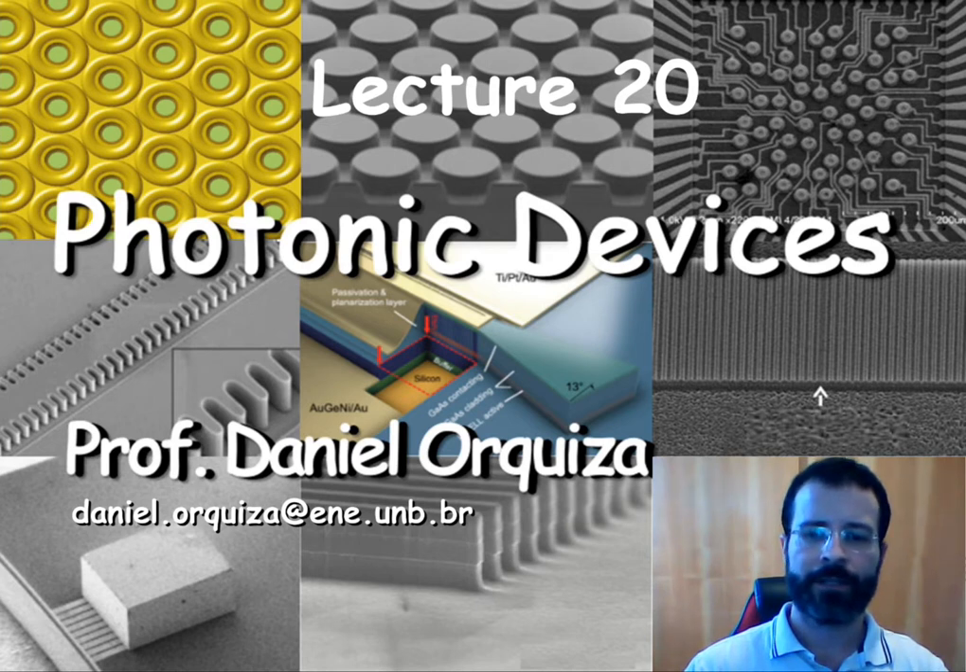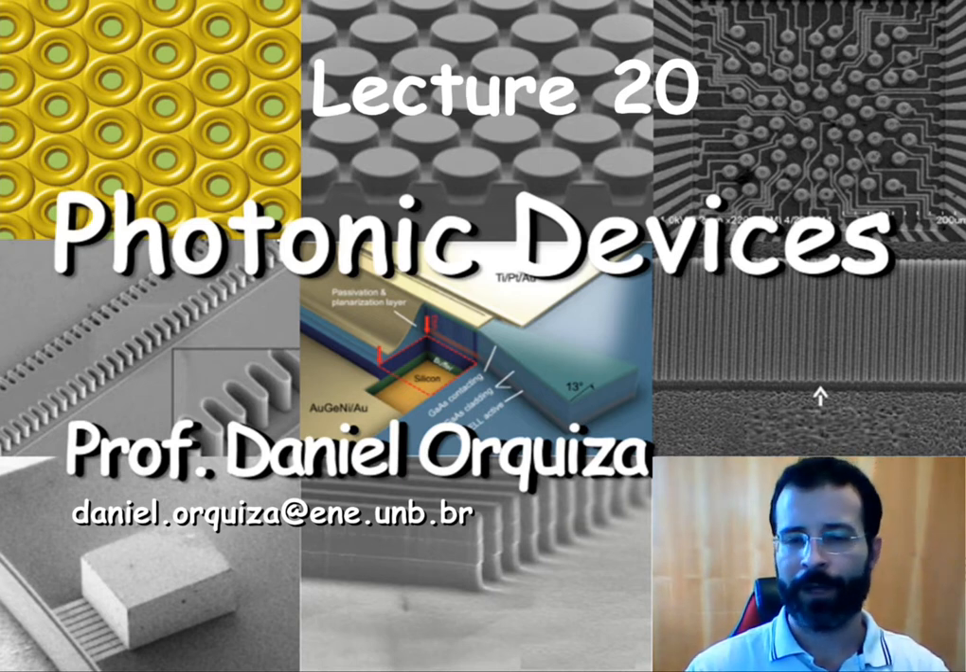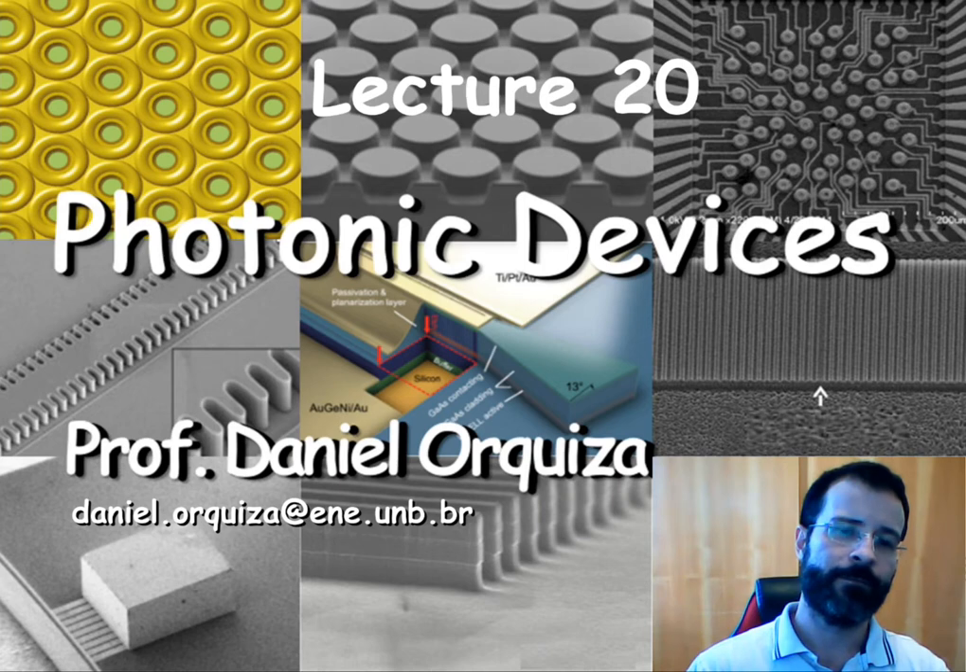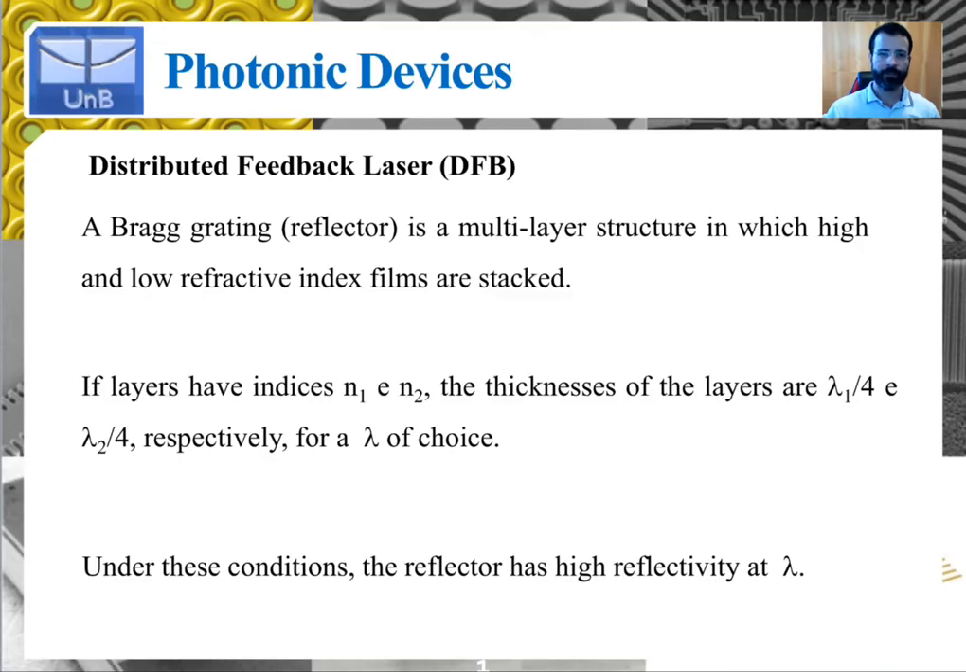In today's lecture we're going to talk about some more sophisticated types of cavities and structures used in order to obtain single frequency lasers, such as distributed Bragg reflectors, distributed feedback lasers, and VCSELs. So in order to do this, we need to define what a Bragg reflector or a Bragg grating is. And the first type of laser we'll discuss is the distributed feedback laser, the DFB.